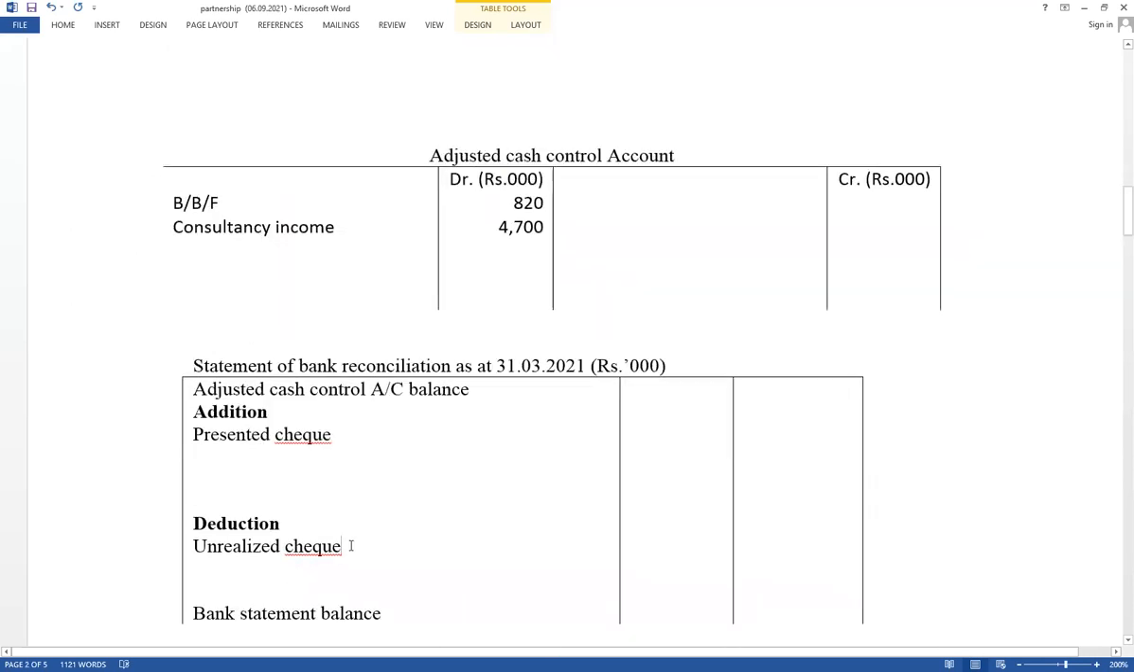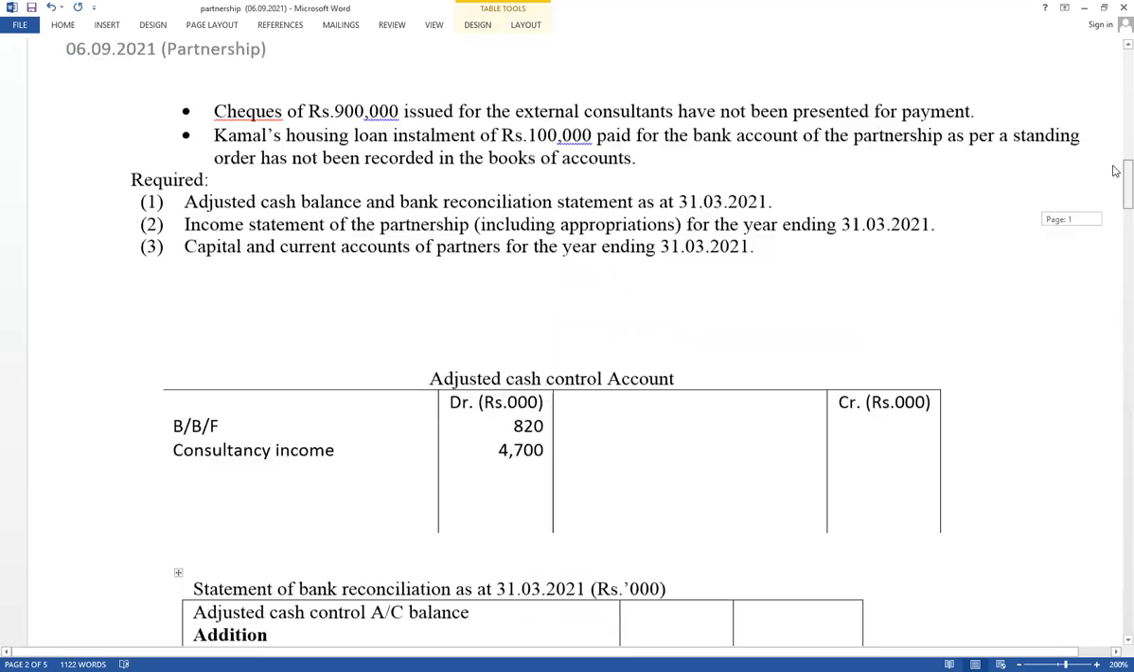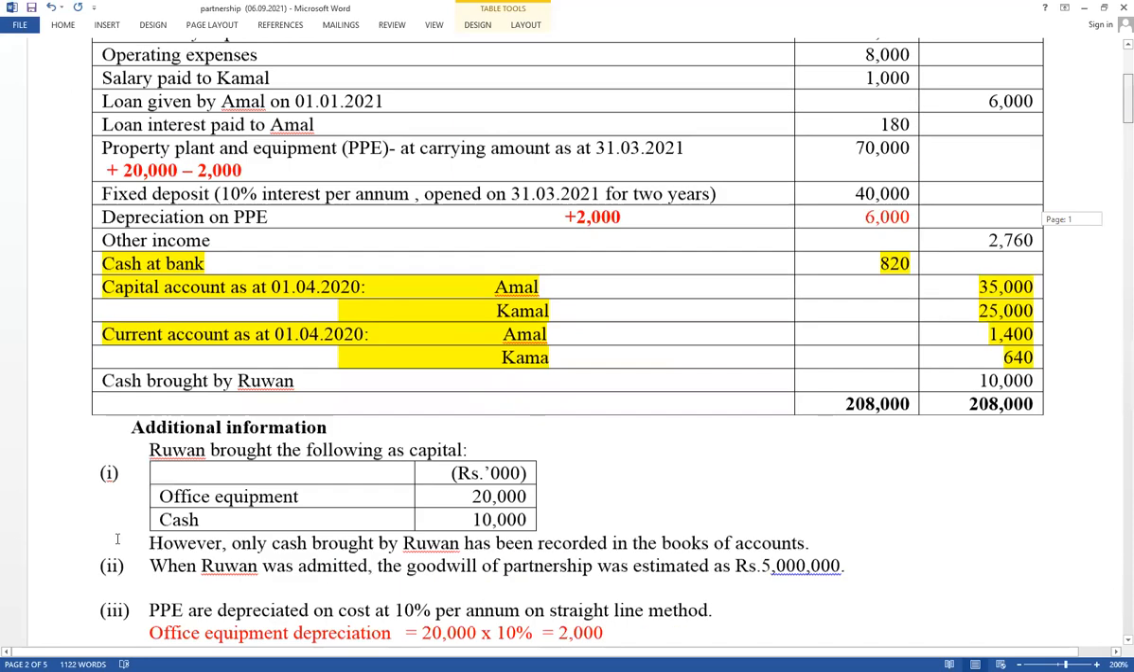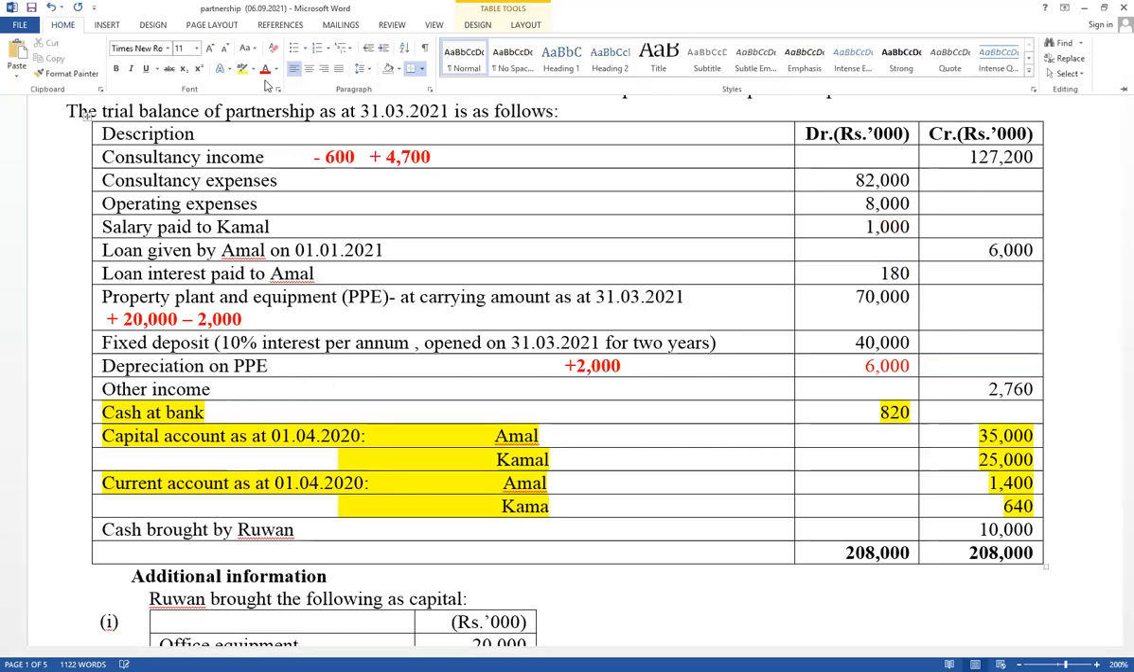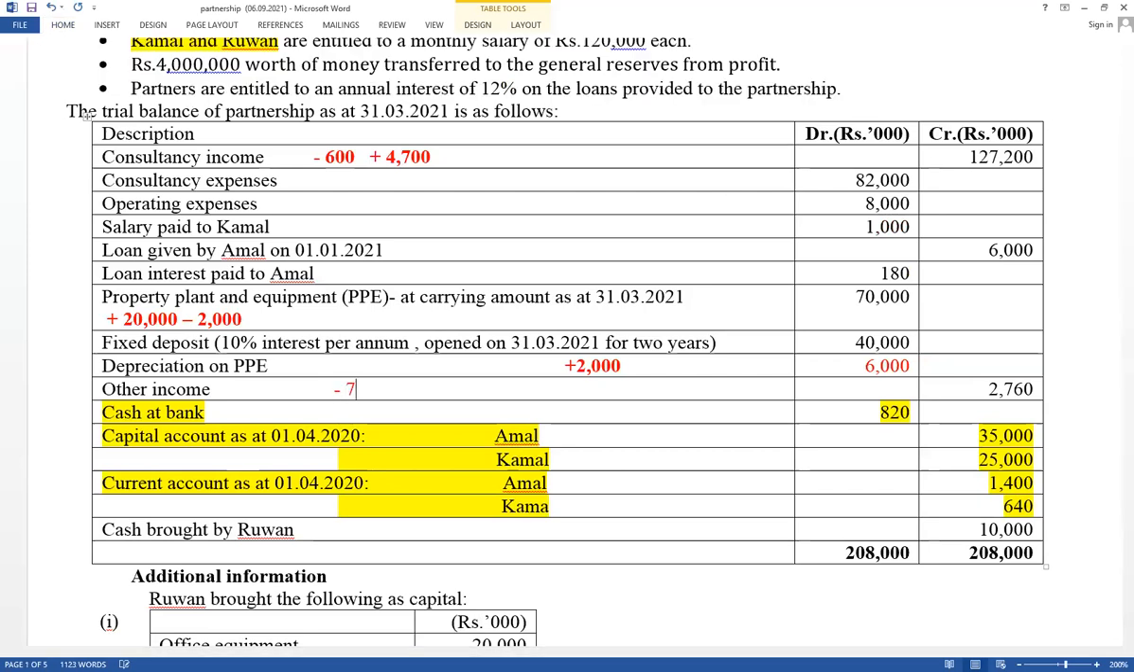Unrealized checks should be included under deduction. Value equals 700,000. Record values in thousands. As well as it is recognized as other income, therefore it should be deducted from other income. From other income, that value should be deducted. Therefore, from other income minus 700,000, and it should be considered as a consultancy income.